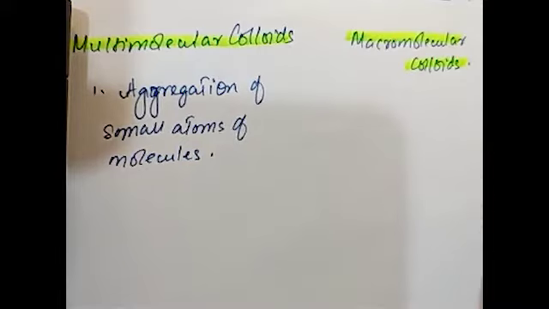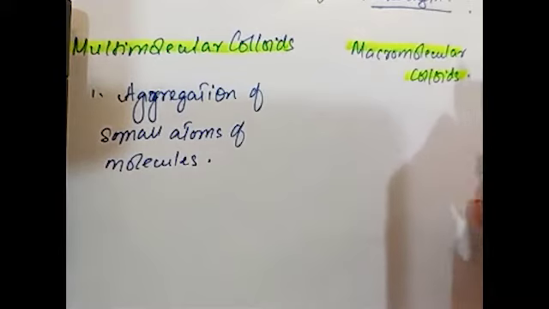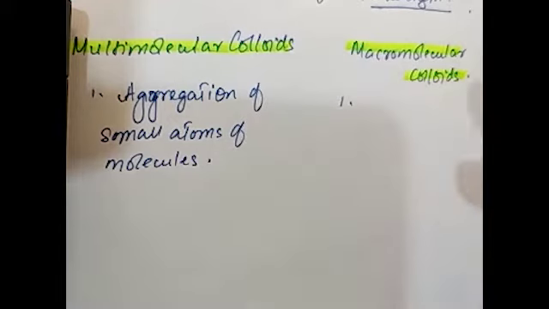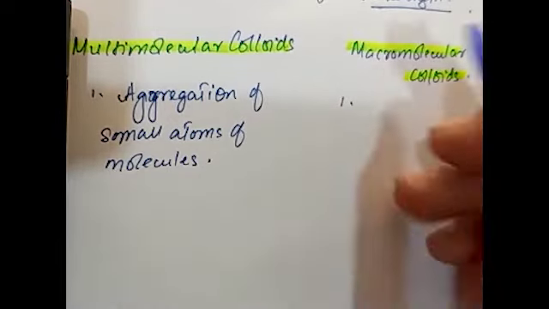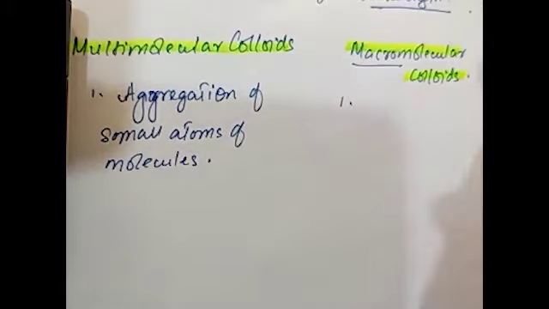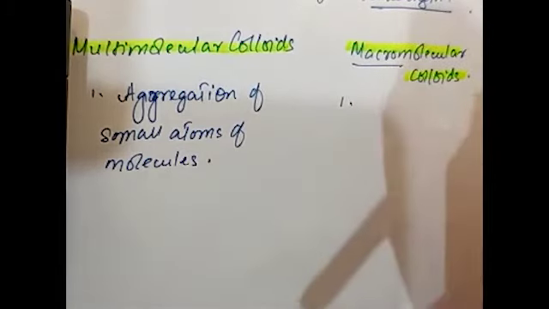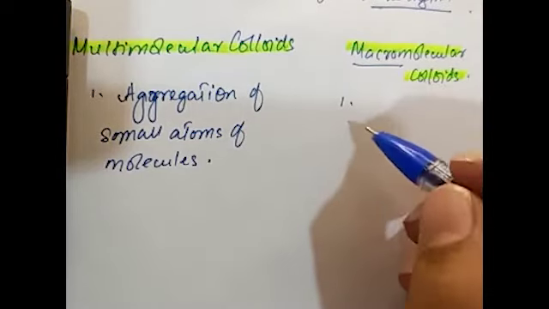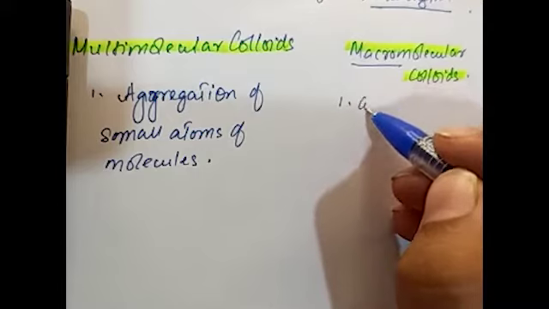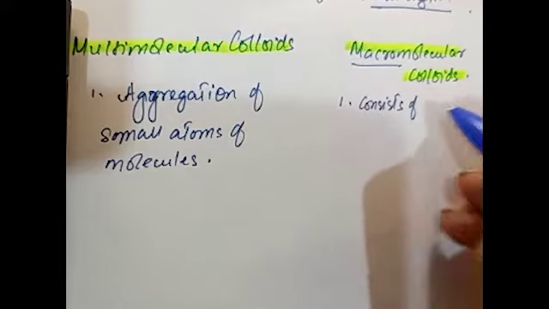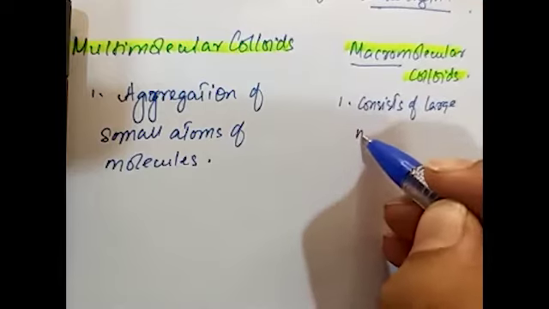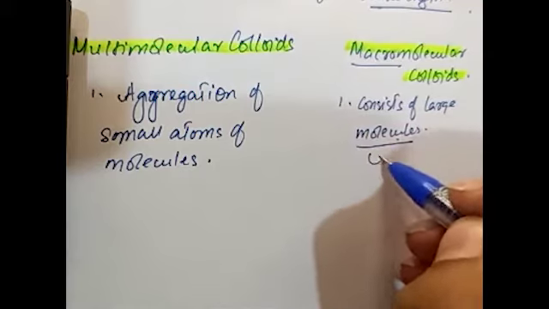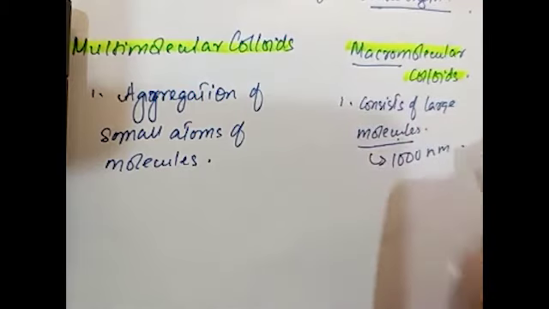What are macromolecular colloids? It is not a combination, it is large molecules in itself. Macro means large. You look at macro photography, where a small object is shown large. So macro means it consists of large molecules. Both are colloids. Large molecules means they are very close to 1000 nanometer.